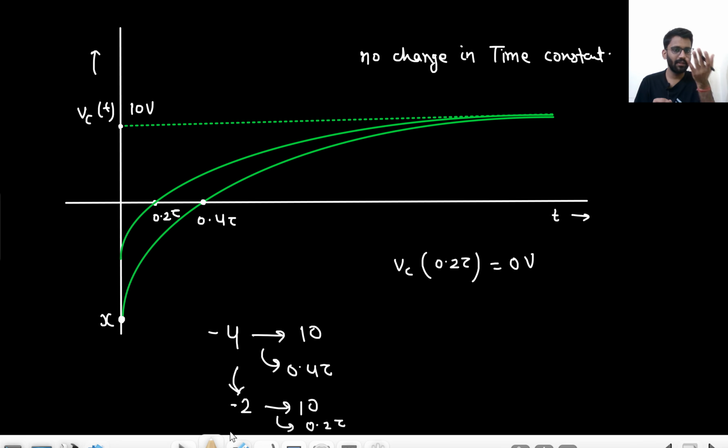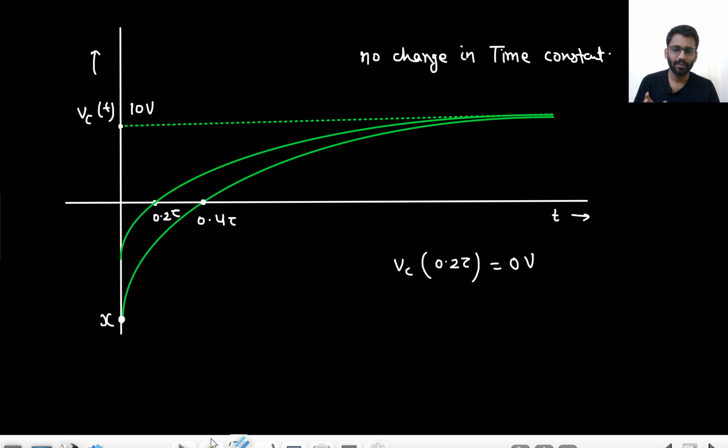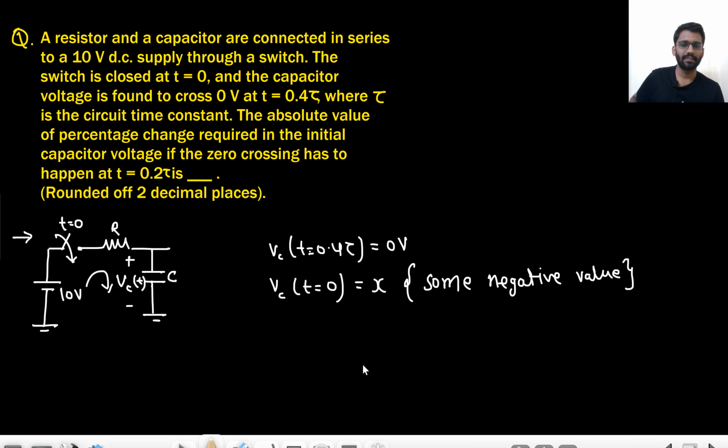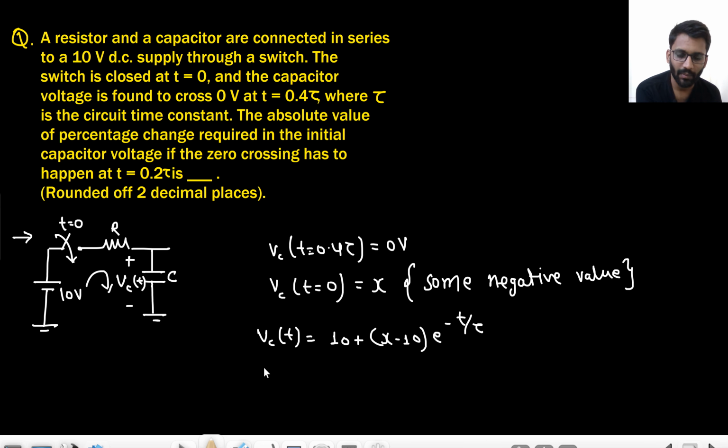I have to start something from up. I don't know from where I will start, but let's assume this value is 0 and this value is x, this value is x1. The time constant is the same. So we can write down the VC(t) value. For this case, the initial value is x, and it will go up to 10 volt. So 10 plus (x minus 10) e to the power minus t upon 2.